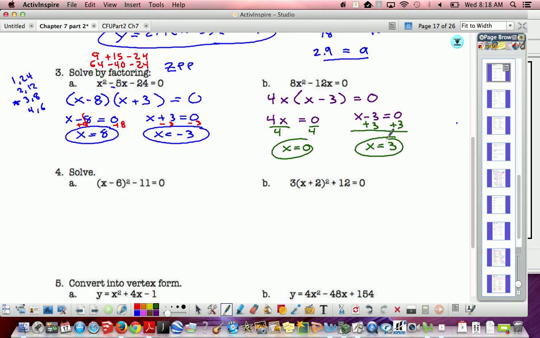I can check both of those. 0, well, anything times 0 is 0, minus 0, that's 0. If I check 3, 3 squared is 9. 9 times 8 is 72. Okay. And then when I try, whoa, wait a second here.